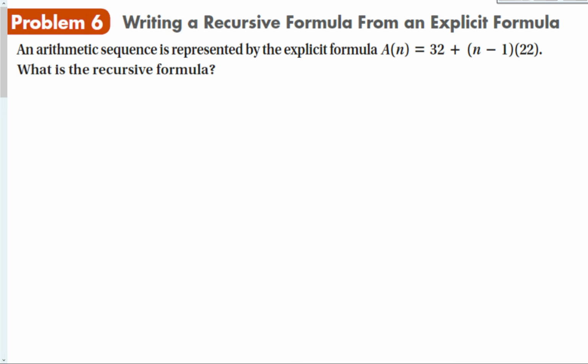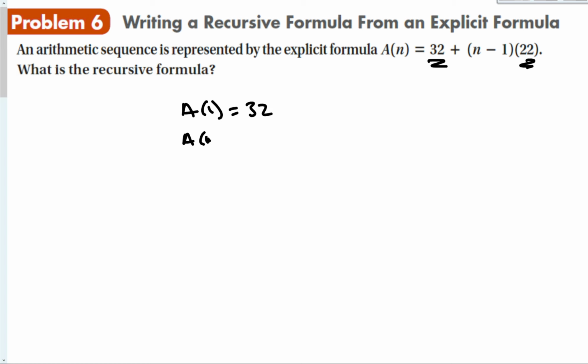Okay? An arithmetic sequence is represented by the explicit formula, 32 plus n minus 1 times 22. What is the recursive formula? So now we're going to go the other way. Okay? So I know the first term is 32. So a of 1 is going to be 32. And 22 is my common difference.